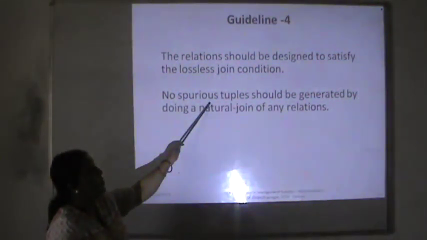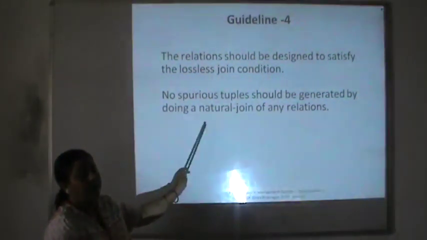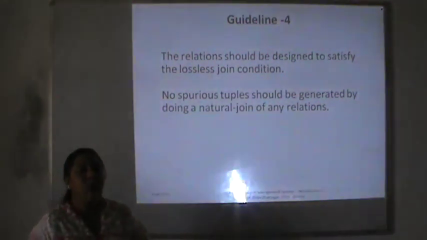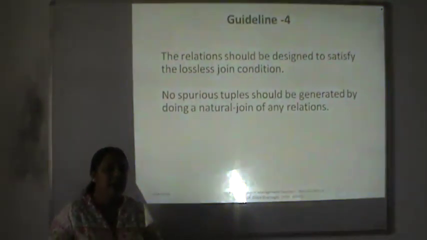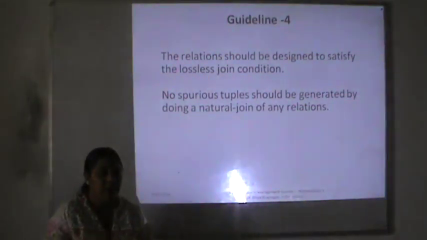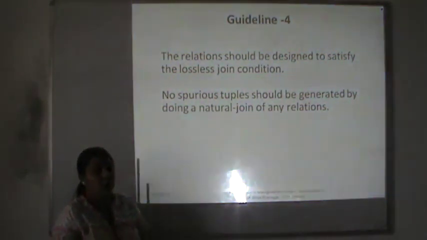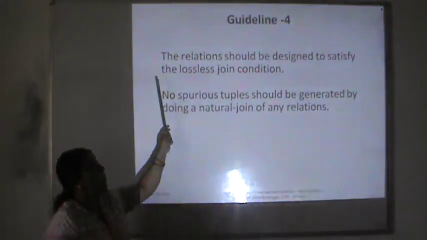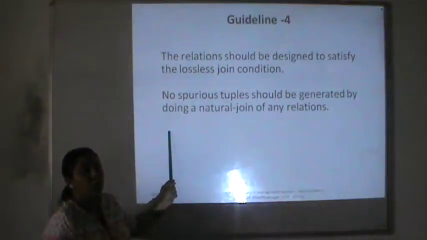No spurious tuples should be generated by doing a natural join of any relations. Now, in the case of natural join, when we join two relations, there is a possibility of some spurious tuples, some extra tuples that get generated, which did not exist in any of the relations earlier. So, we should avoid two things. One, there should be no loss of information, and two, there should be no spurious tuples.